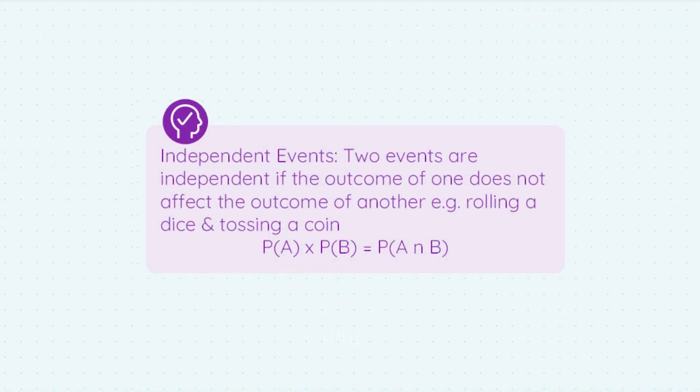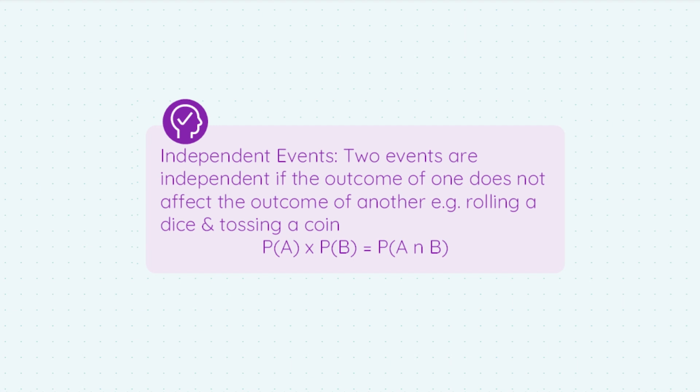Now we're looking at independent events. What they mean by independent events is that the outcome of one event does not affect the outcome of another event. So if I rolled one dice, it doesn't affect the outcome when I toss a coin. That's one of the few definitions that you do need to learn and be able to write out in your Leaving Cert exam.